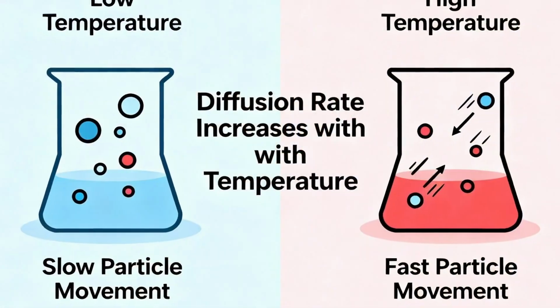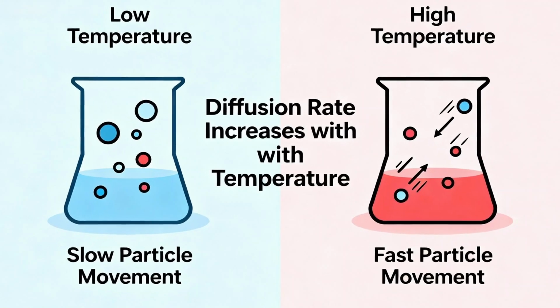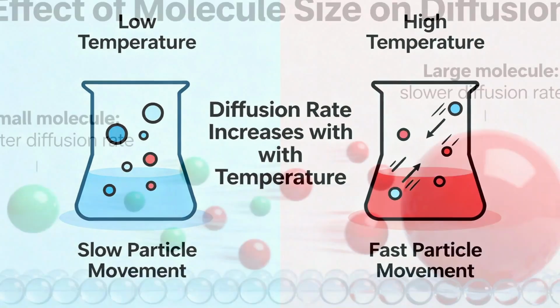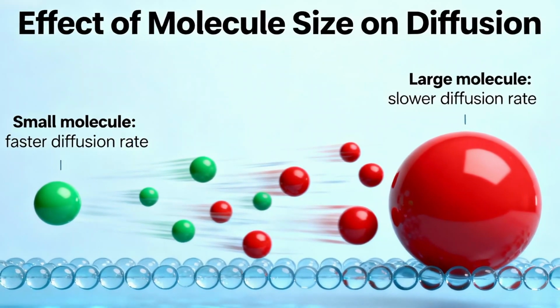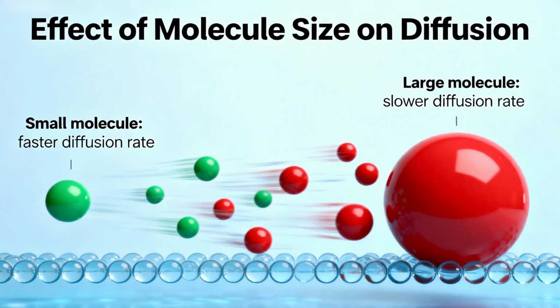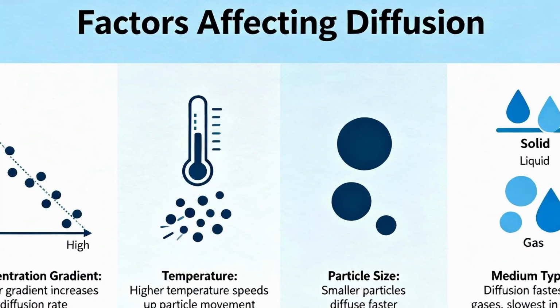Then the next factor that can affect diffusion is temperature. The higher the temperature, the higher the rate of diffusion. Then another factor that affects diffusion is the size of the molecule. Diffusion is higher when the molecules are smaller than when we have bigger molecules. So these are the factors that can affect diffusion.